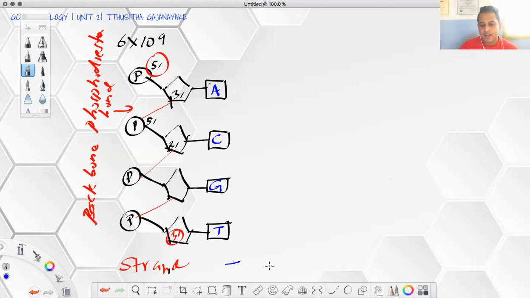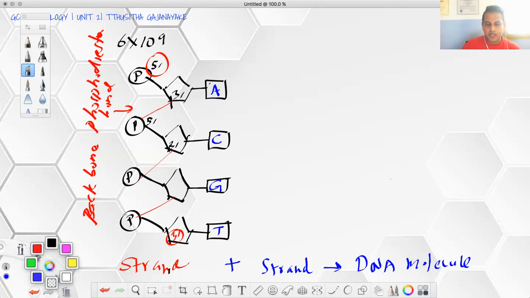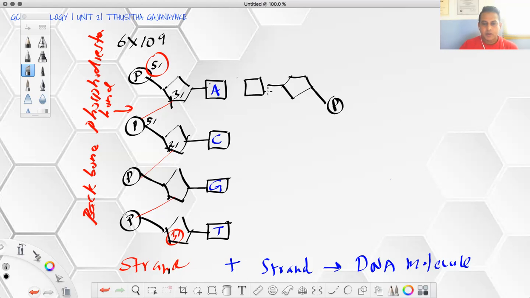So let's say another strand, then we call it a DNA molecule. 2 strands make the DNA molecule. Now if we try to add the other side, the DNA molecule, it is turning in the opposite direction. So it's like this. Same way, this should be the phosphate, and here we can find the nitrogenous base. But here you see the 3 prime end is here now.